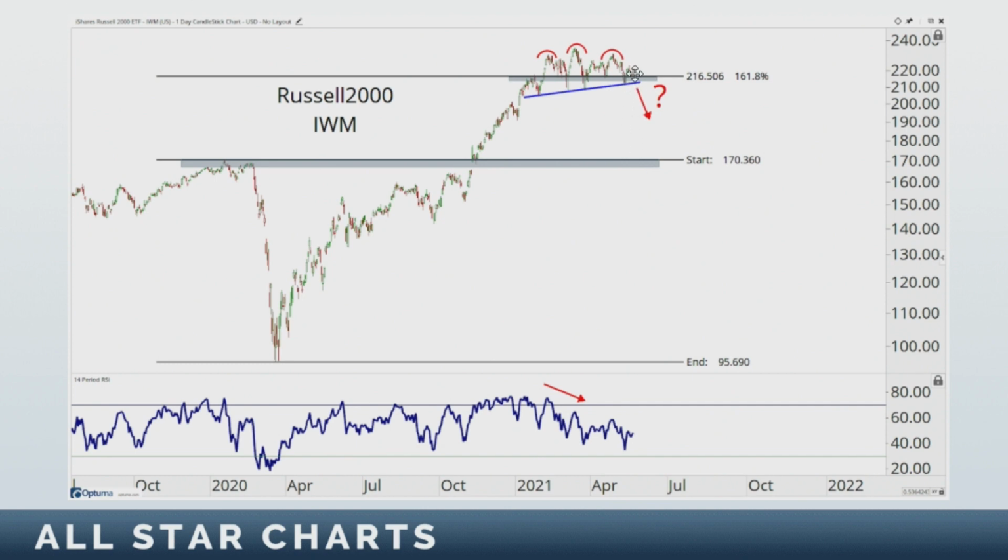So if we're below 216, and only if we're below 216, do I like the Russell 2000 short? If we're not below 216, neutral or even long is fine with me. I don't have a problem with that. I'd rather be in cash and short a breakdown.